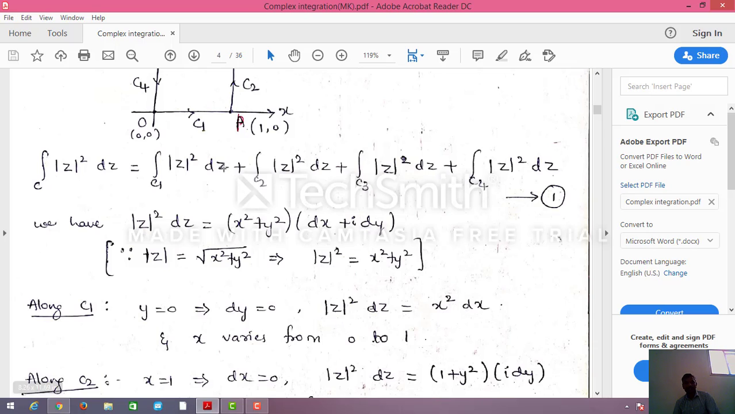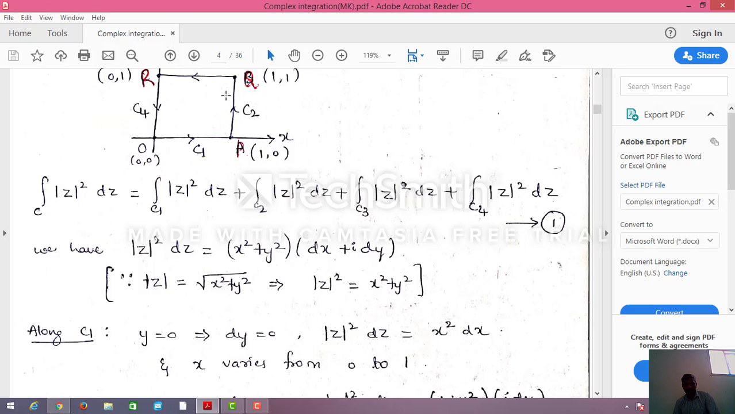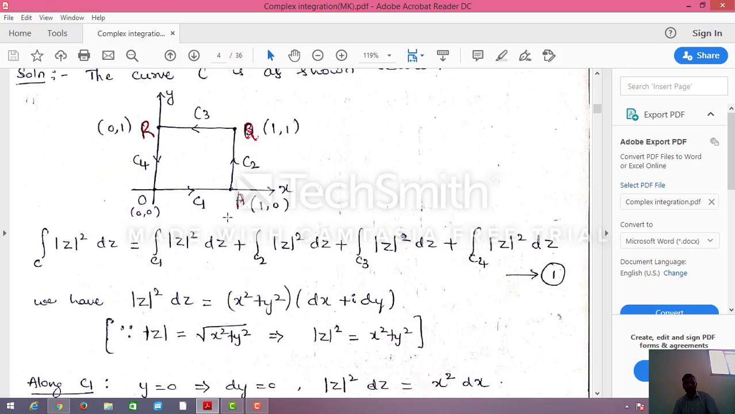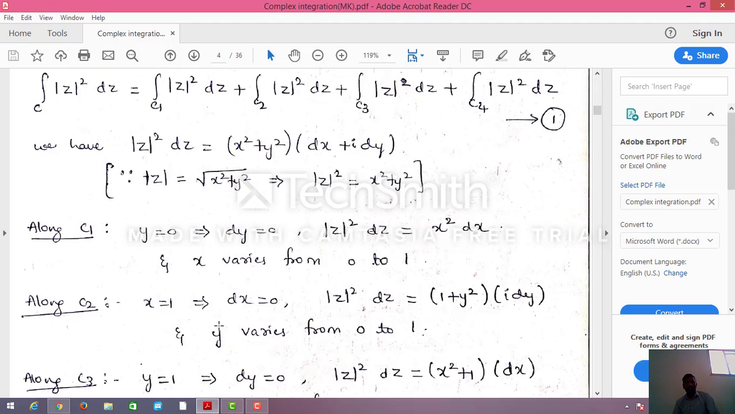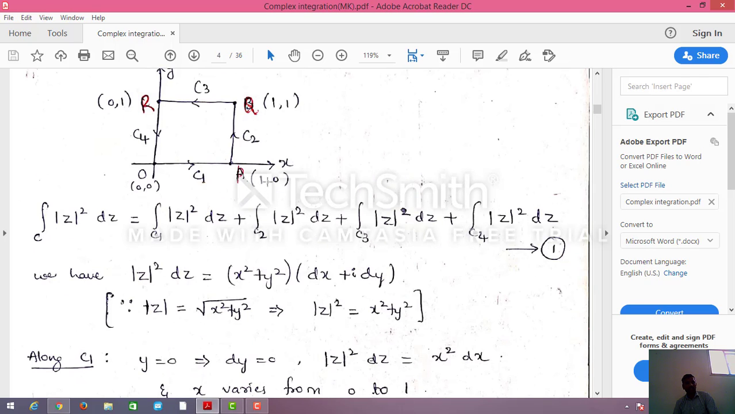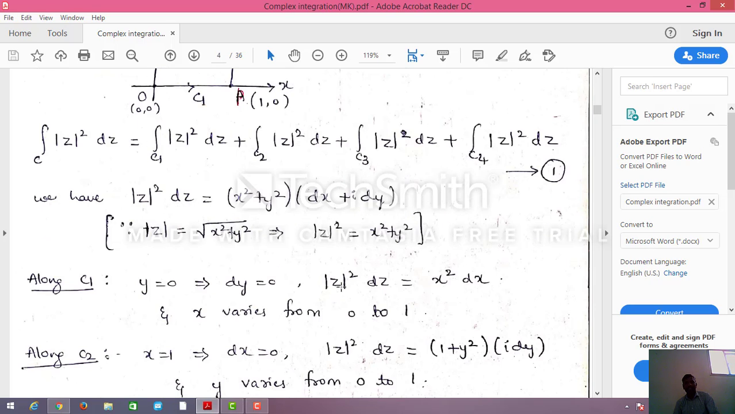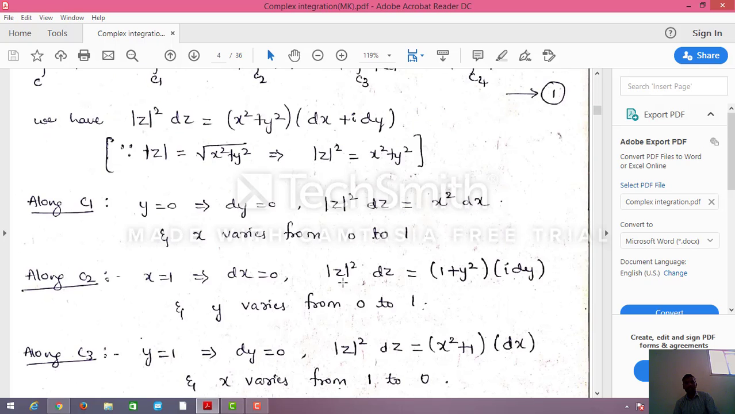Next, I am taking C2. This is C2. C2 is nothing but x equals 1. If x equals 1, it means dx equals 0. If dx is 0, the dy term should be there. So the time I will take y limits, y varies from 0 to 1. Here this is the C2 curve, so the y limit should be 0 and the y limit should be 1. Now here also I am taking along C2 modulus of z square into dz.